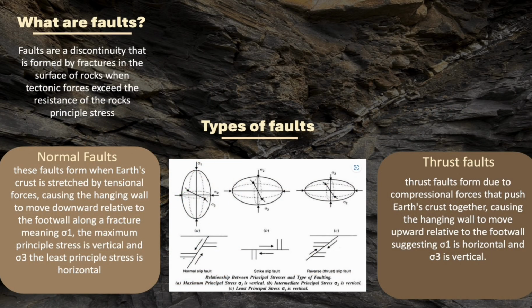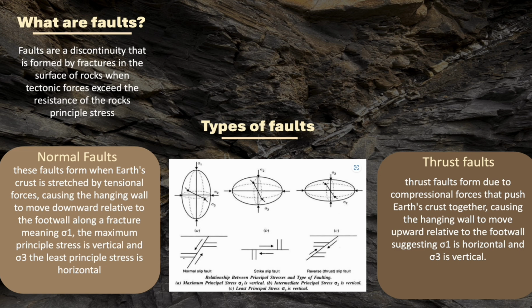Faults are a discontinuity formed by fractures in the rock surface when tectonic forces exceed the resistance of the rock's principal stress. There are three principal stresses. Sigma 1 is the maximum stress. For a normal fault, this would be vertical. Sigma 2 is the intermediate stress, and Sigma 3 is the minimum stress and is in a horizontal motion for a normal fault. These forces could be seen in our experiments later in the video.